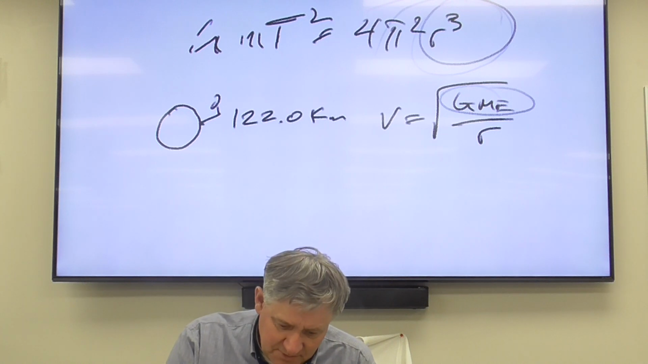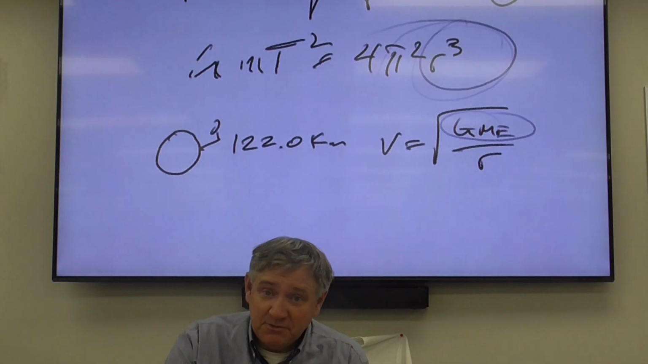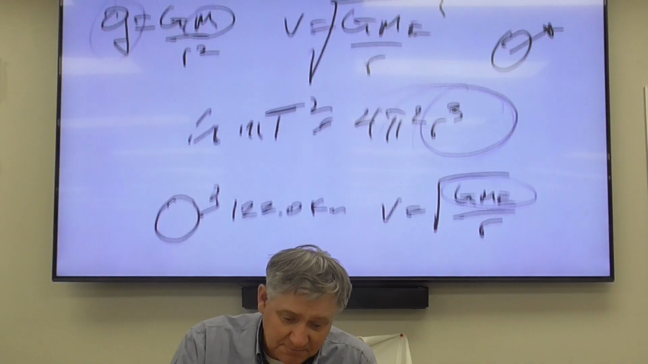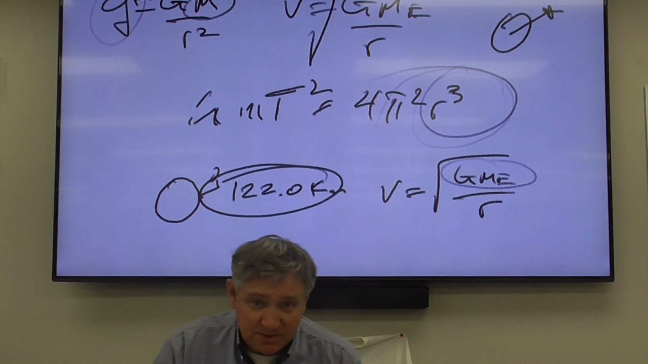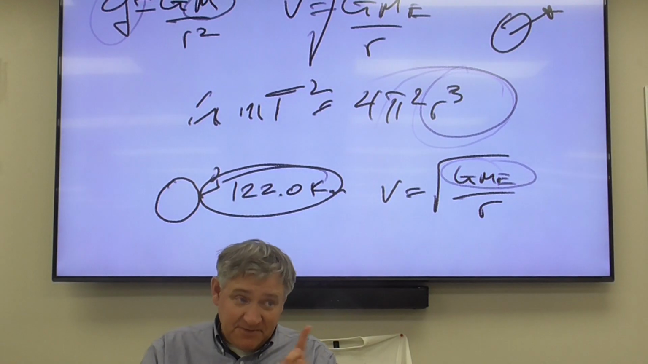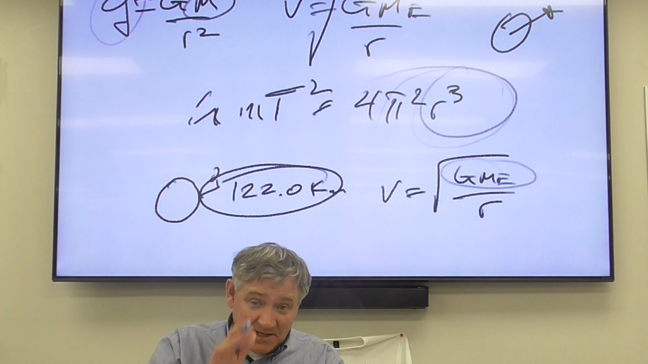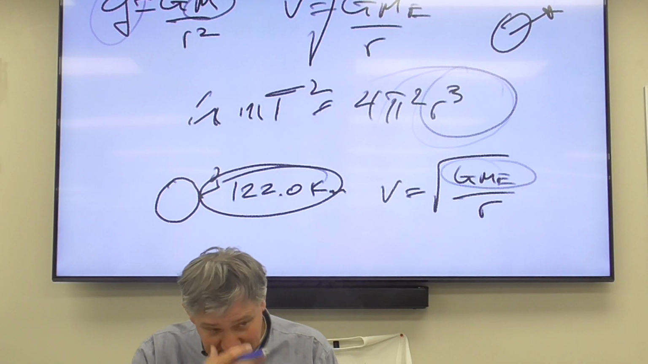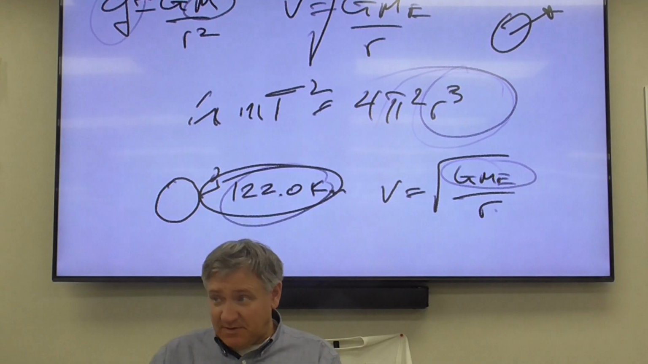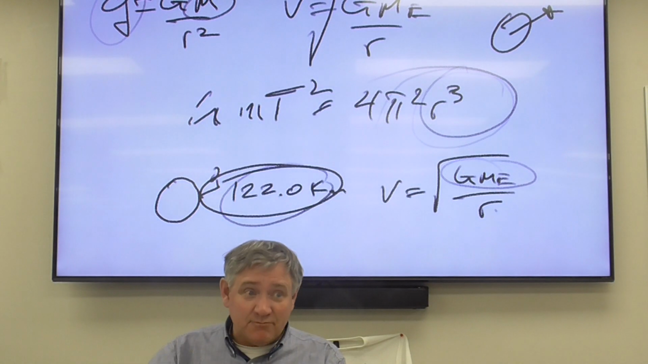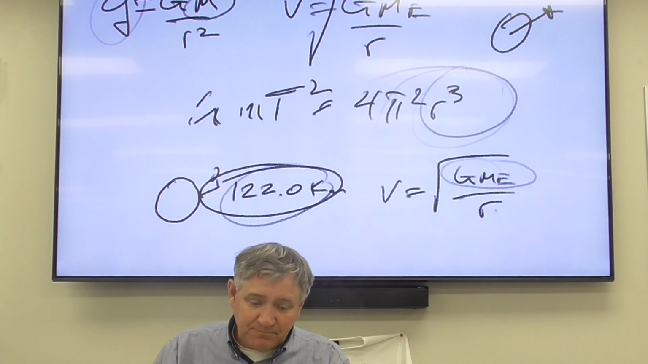Now, here's what you're going to do wrong, okay? At this point, you all kind of know where this is going to go. You know that you're told that this is 122 kilometers. You're going to leave that as kilometers, and you're going to put it in there, and it's going to be an absolute train wreck, because you're going to get a velocity faster than the speed of light, which is bad.